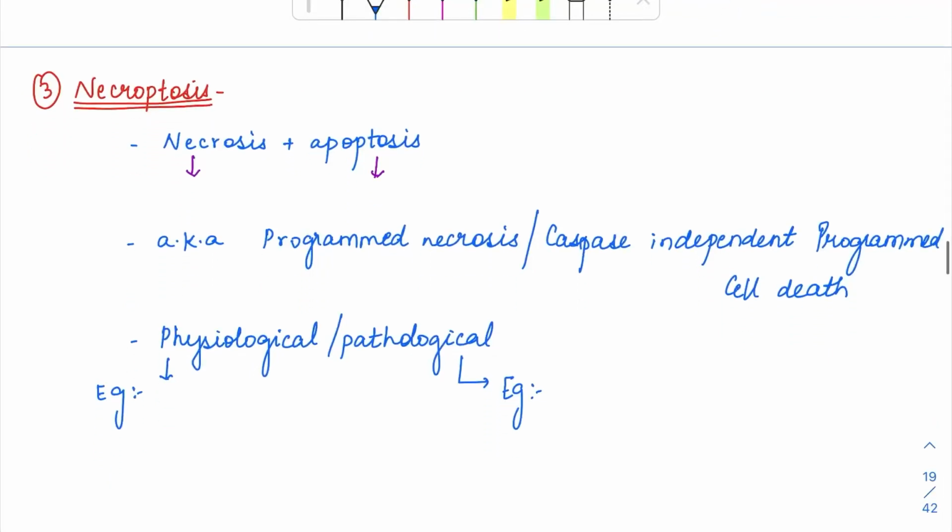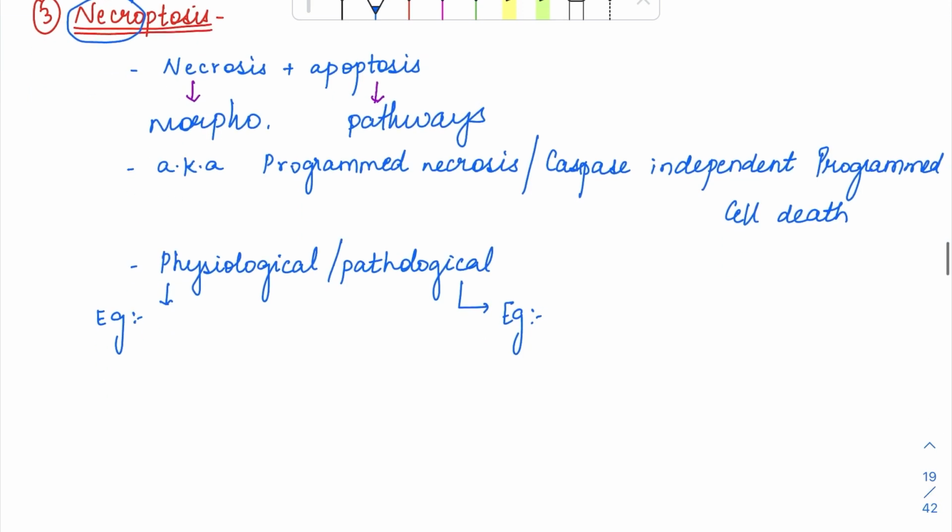Next, we'll move on to the third type of cell death, which is necroptosis. As the name suggests, it is going to be a combination of necrosis and apoptosis. So what part of necrosis is there? Morphologically, it is going to resemble necrosis. That is, it is going to have membrane damage which is associated with inflammation, while the pathways which regulate it are going to resemble that of apoptosis.